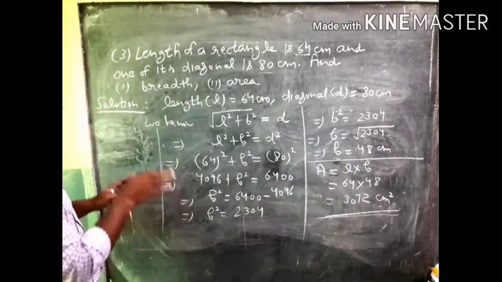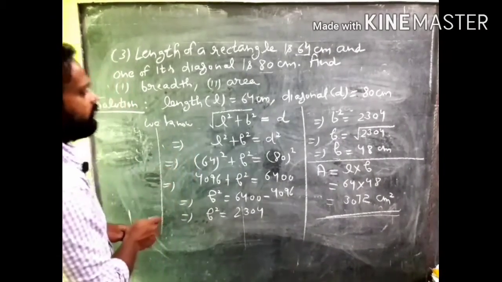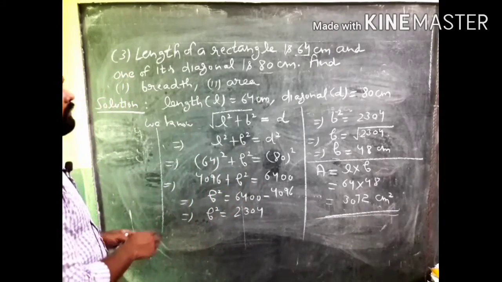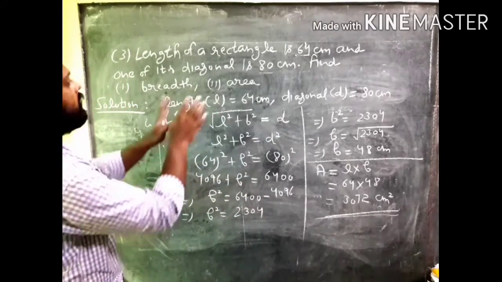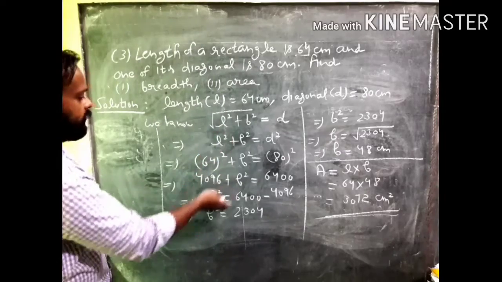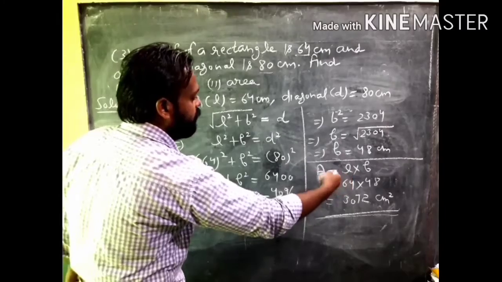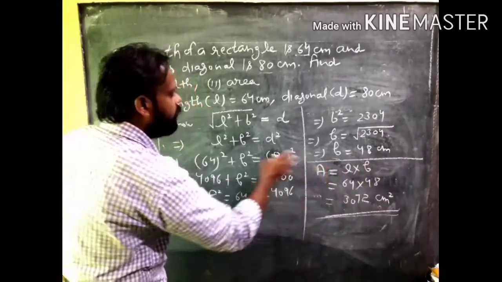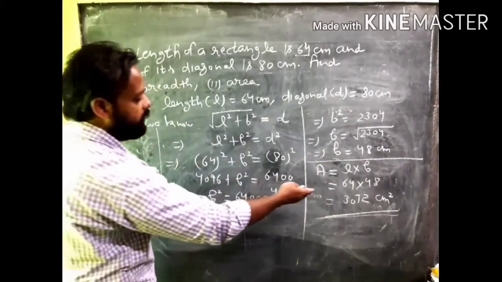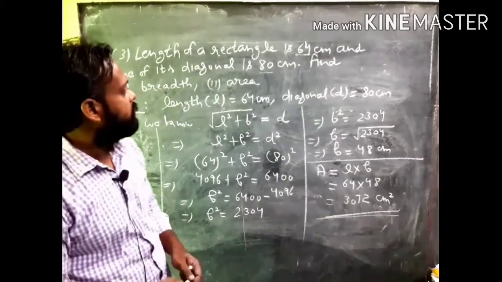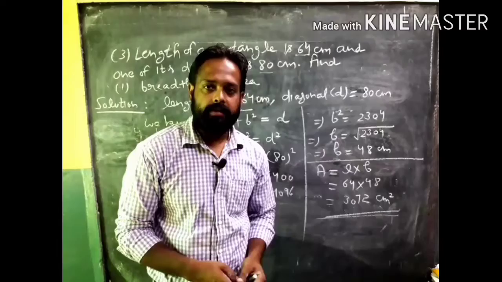In this way you can find the breadth of the rectangle, and then you can find the area of the rectangle. When the length is given and the diagonal is given, by applying this formula we can find the value of b, the breadth, and then we apply the formula L into b to find the area of the rectangle. So it is 3072 centimeter square. This is very simple. I hope this is clear to you.